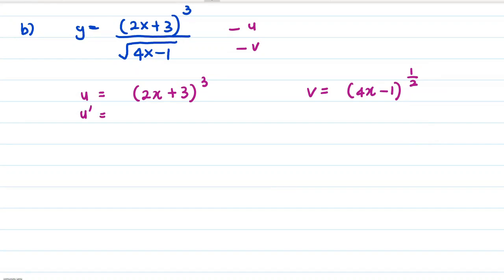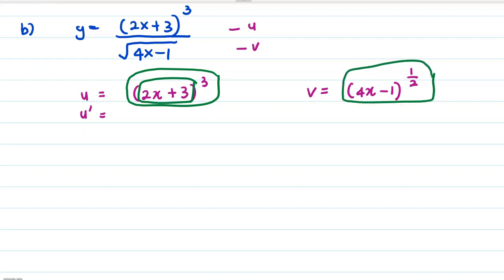So for u prime, for this case don't forget you have the Tupperware method. So we have a big Tupperware and then we have a small Tupperware, the outer function and the inner function. Similar for your v, you also have a big Tupperware and then a small Tupperware.